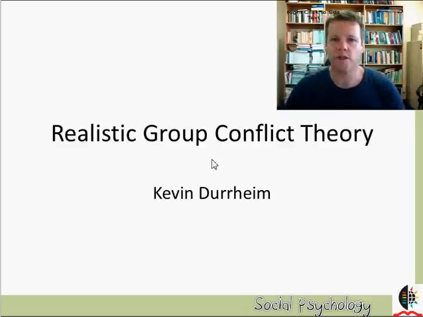Hi, welcome to the first of two lectures on realistic group conflict theory. The last set of lectures looked at the theory of authoritarianism, which is a personality-based explanation for prejudice. You'll recall that one of the shortcomings of that theory was that it battled to account for the collective nature of racism. Why would all of a sudden, for example, in the Holocaust, so many people together act in a prejudiced and racist manner? Is it really that they all had the same child-rearing experiences?